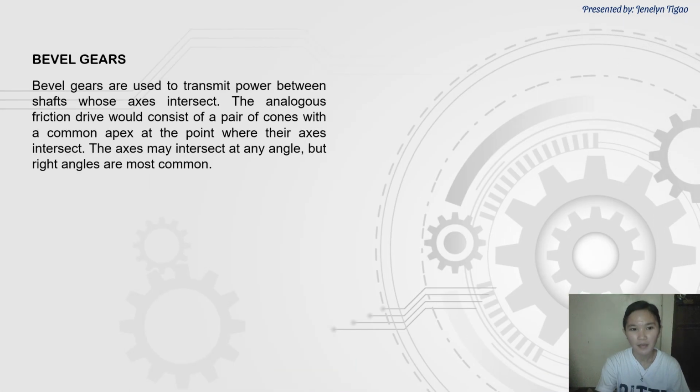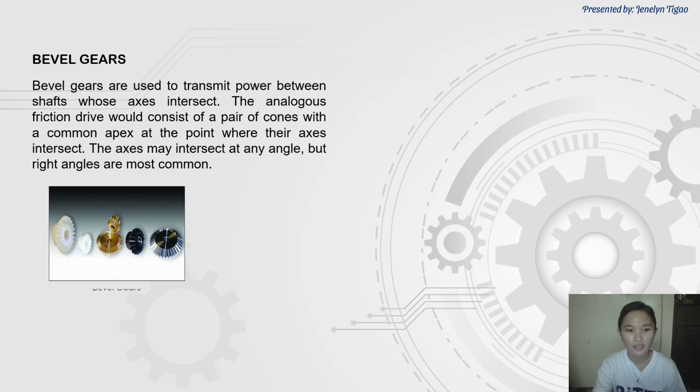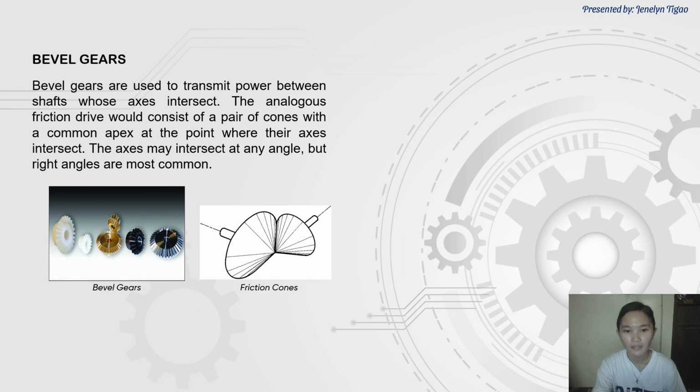Bevel gears. Bevel gears are used to transmit power between shafts whose axes intersect. The analogous friction drive would consist of a pair of cones with a common apex at the point where their axes intersect. The axes may intersect at any angle, but right angles are most common. So these are the examples of bevel gears and friction cones.